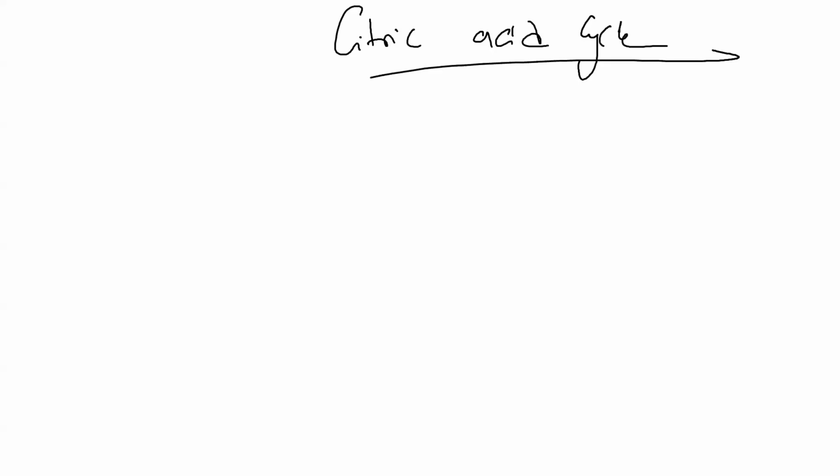So let's suppose that we have enough oxygen, so we will undergo aerobic respiration, the citric acid or Krebs cycle. We start, of course, with citrate.